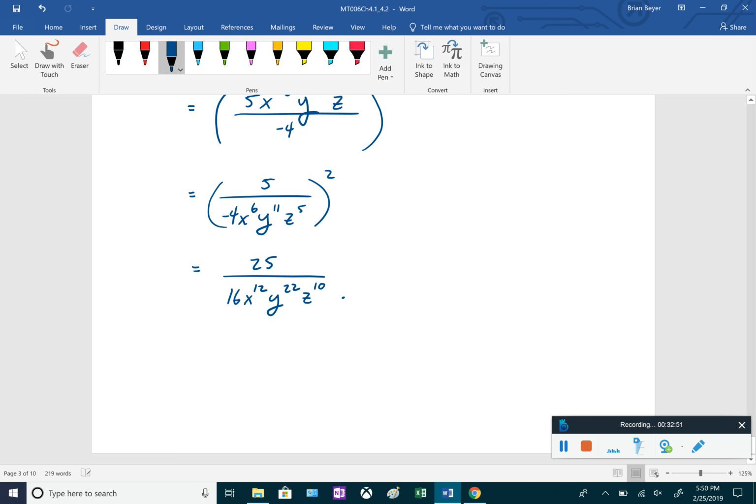Okay, so obviously the messiest one out of all of them, but still pretty doable. Take it one step at a time and just be careful with your rules. Okay, so that's it for these 2 sections.